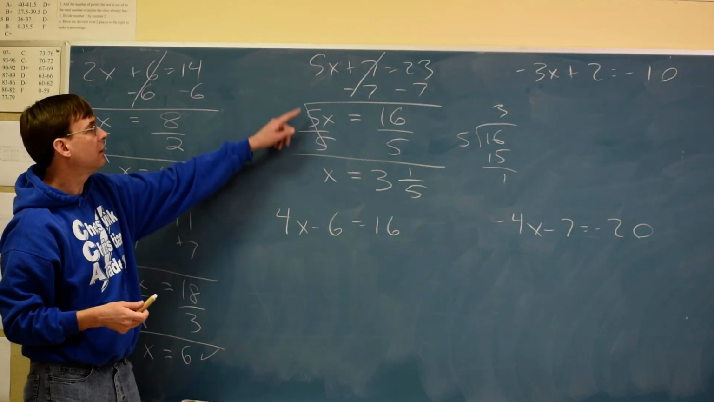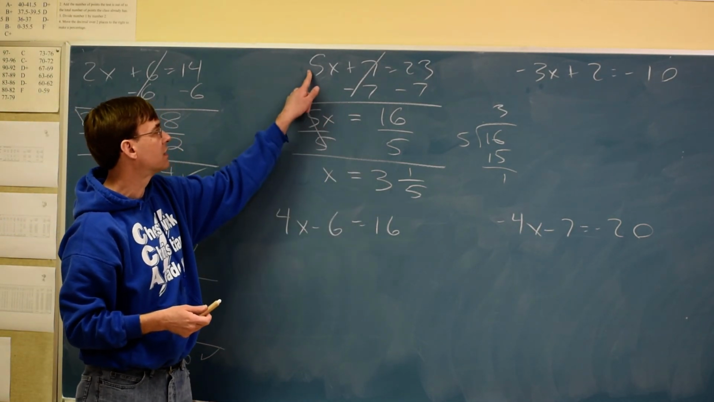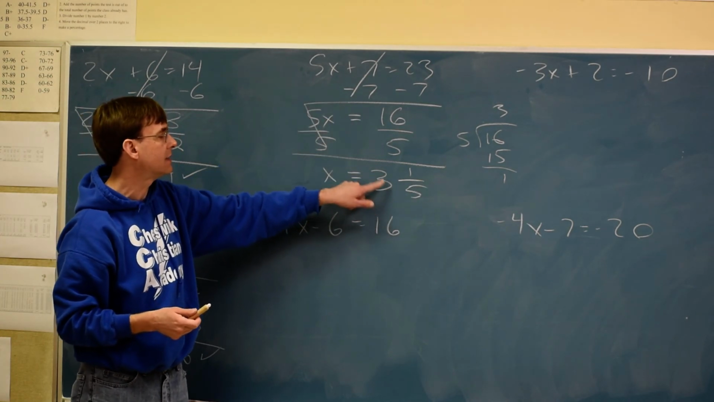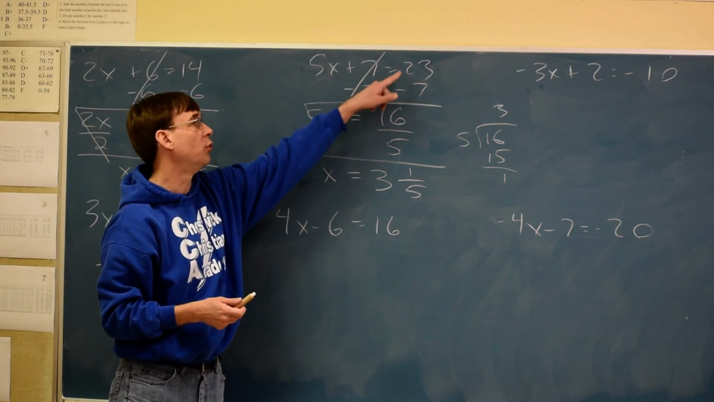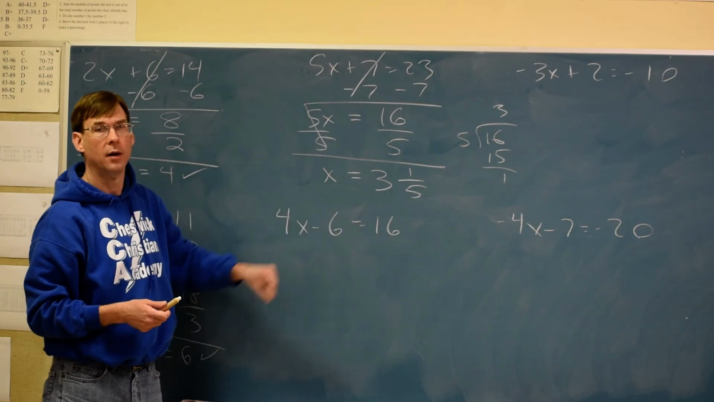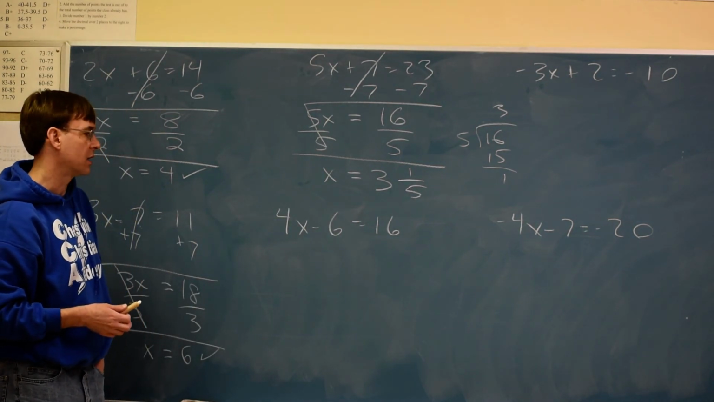We could check it. You could take 5 times this. 5 times this would be 16. Adding 7 would be 23. It would work, but I'm not going to make you do that if there's fractions involved today.